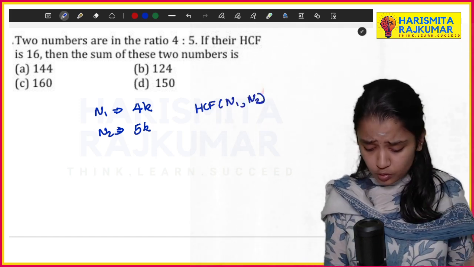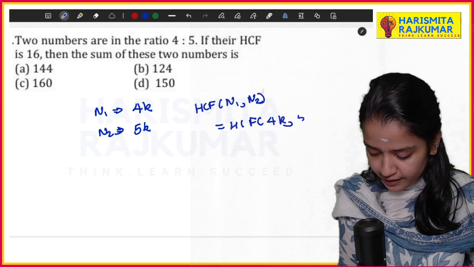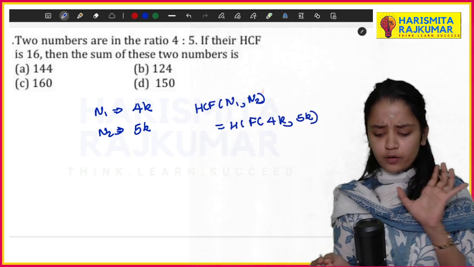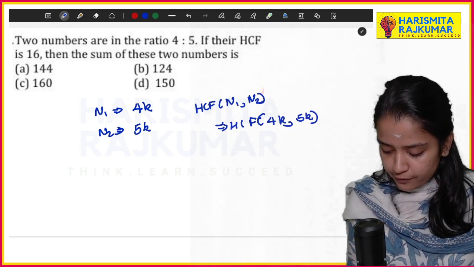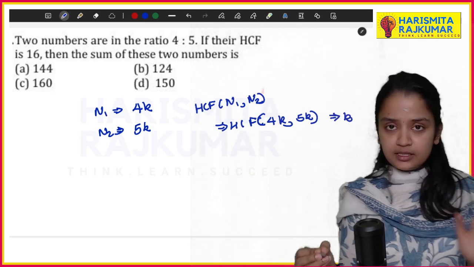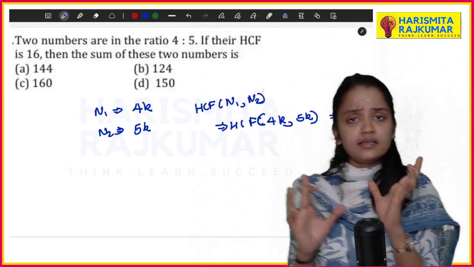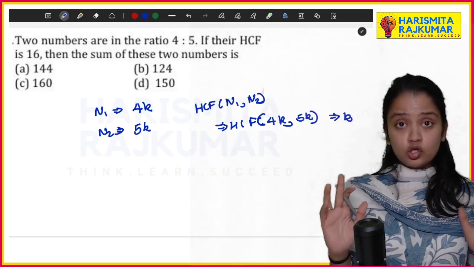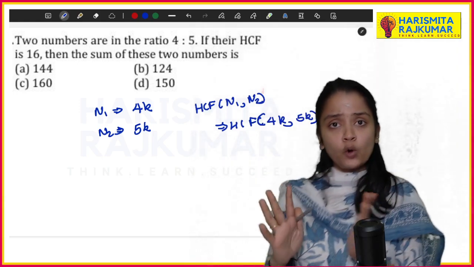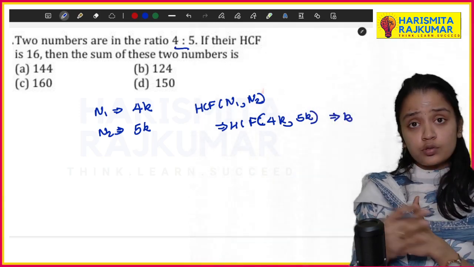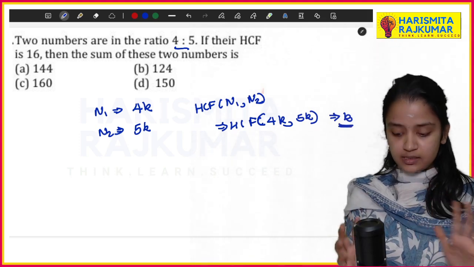How? So basically this will be the HCF of 4k comma 5k. When you think about 4k comma 5k, your HCF will be k only, right? Now 4 into 5, 5 into 5. The HCF is the highest common factor. Let us assume the common factor as k. Then only we are writing number 1 as 4 into that common factor, because the ratio is 4k, and number 2 as 5 into the common factor. So the common factor only will be our HCF.